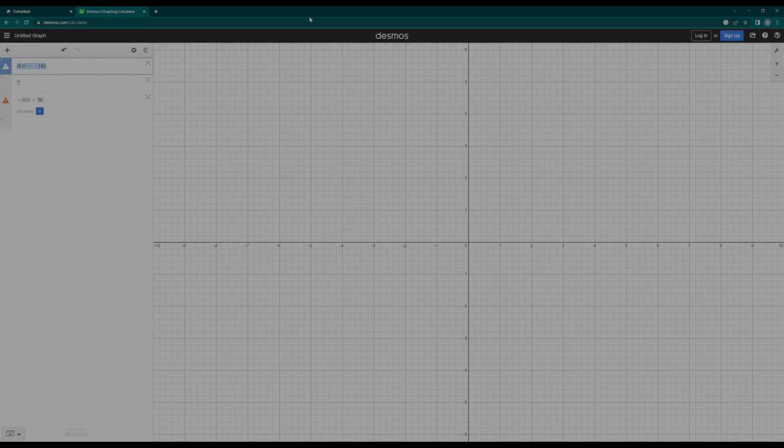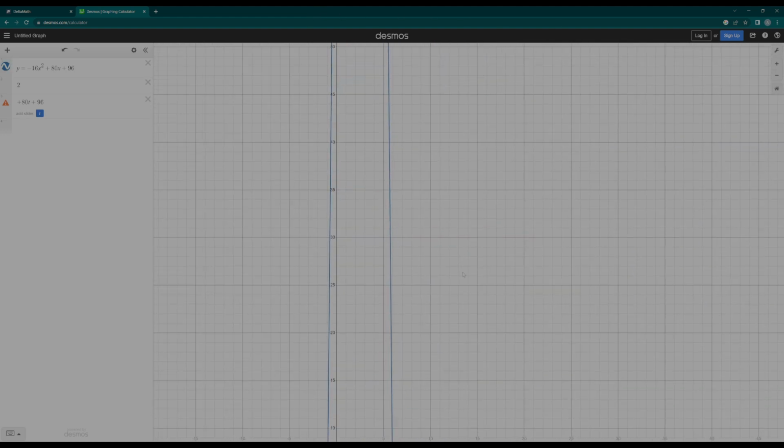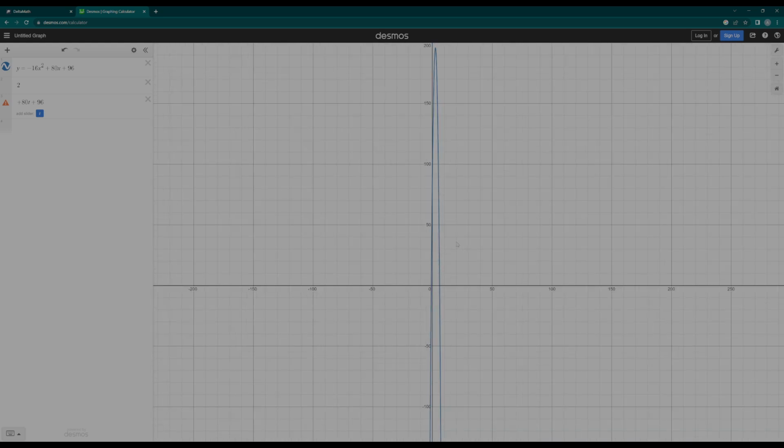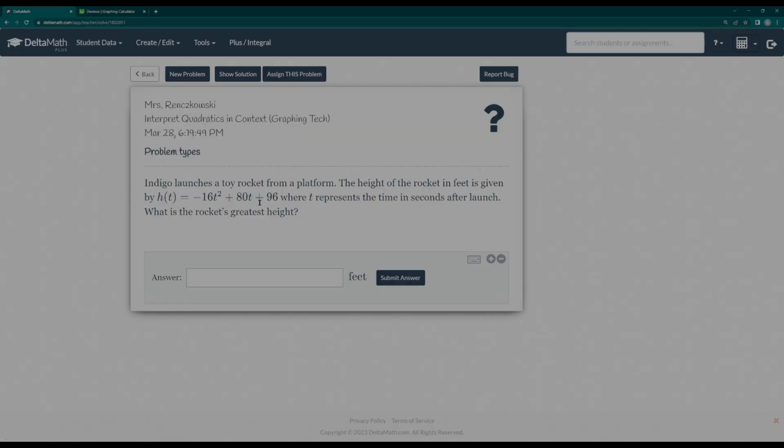So instead of h of t, I'm going to put y equals negative 16 x to the second power plus 80 x plus 96. And then I can scroll and I can look. This is my graph. And it makes a parabola. It's very, very wide. And it wants to know what is the rocket's greatest height.